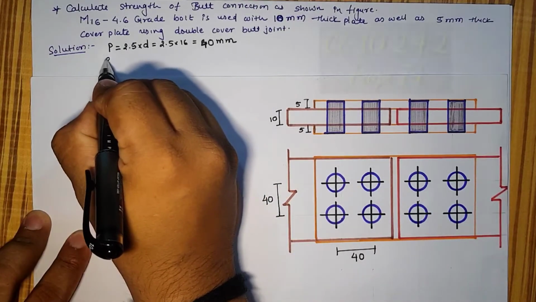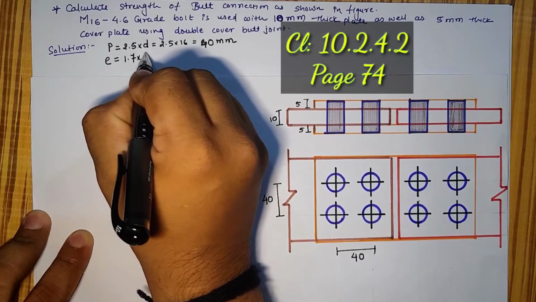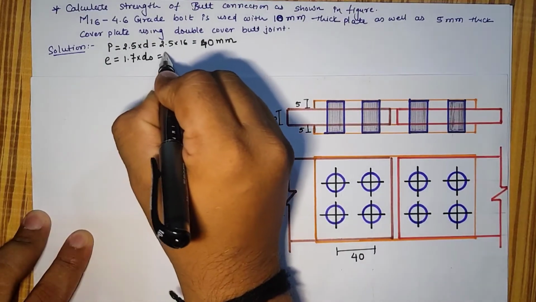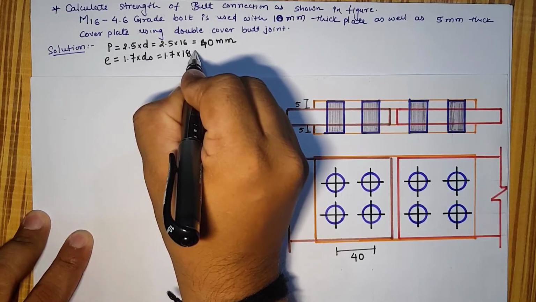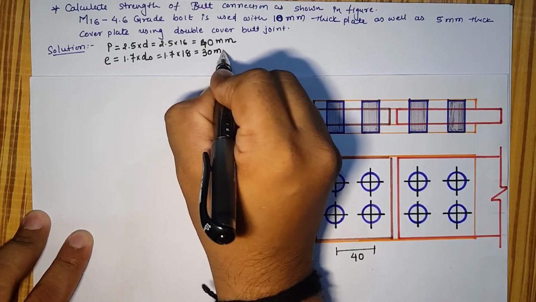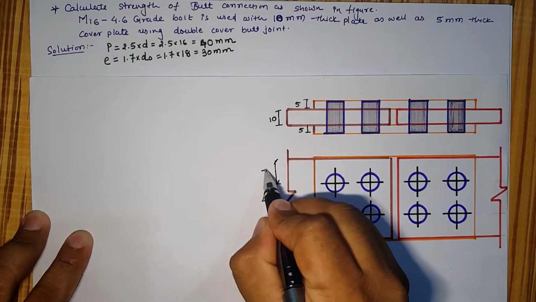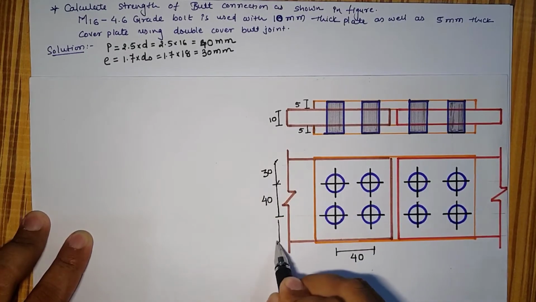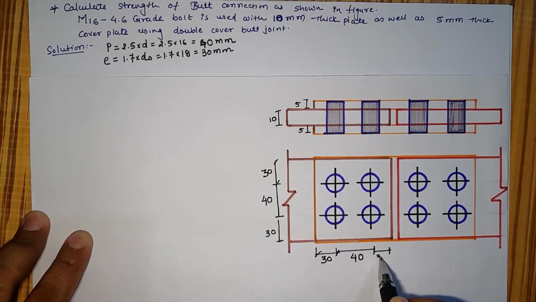Now next part is end distance or edge distance, which is equal to 1.7 times the diameter of hole. So 1.7 into, for 16 mm bolt the diameter of hole is 18 and the value is near about 30 mm. It means that the end distance is 30 mm and this distance is also 30 mm.